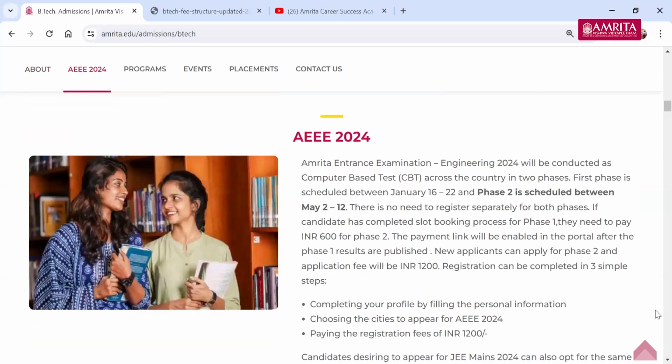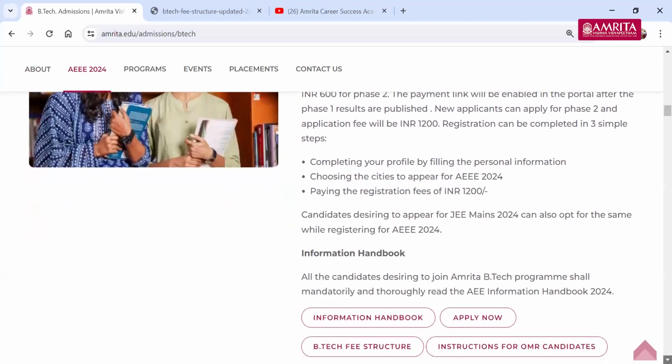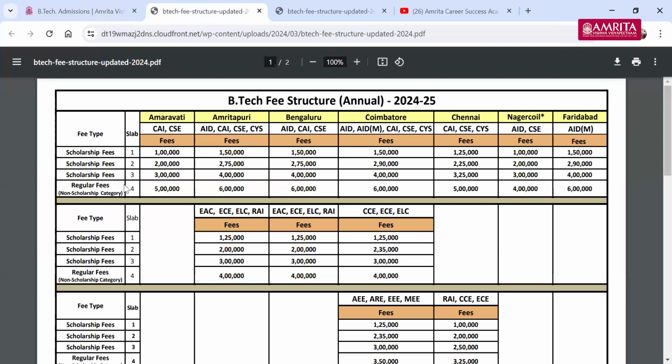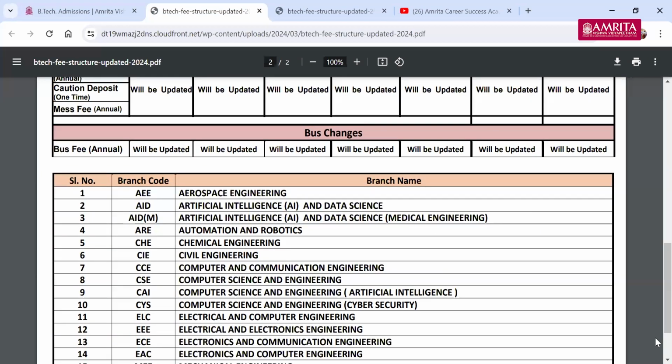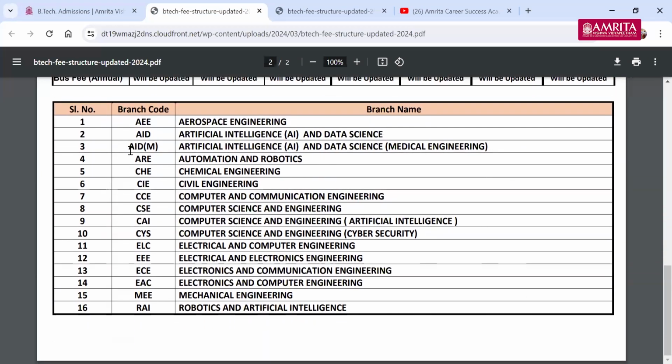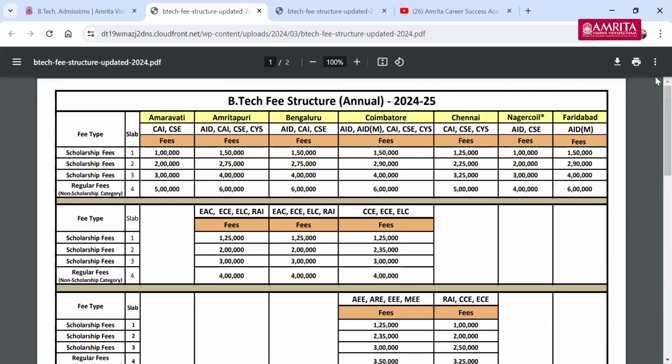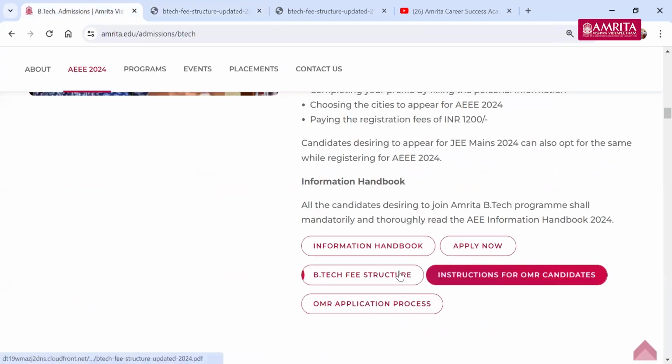Now you have information related to AEEE here, the phase 2 dates, everything. And the BTech fee structure is separately here. There are different slabs, different campuses, and these are short forms of the branches. Aerospace is mentioned as AEE. Artificial intelligence, and there is medical engineering coming up this year, that is AIDM. Chemical is CHE. Civil is CIE. Computer and communication is CC. So just refer to this document which contains each and everything. The hostel fees are yet to be updated, but the tuition fees of the different slabs are updated here.